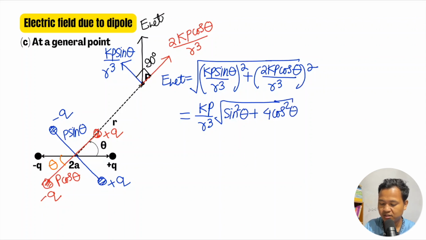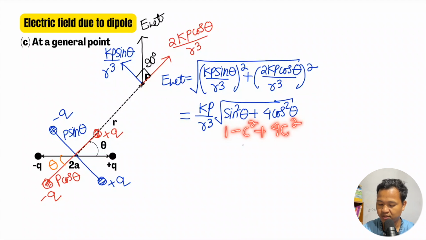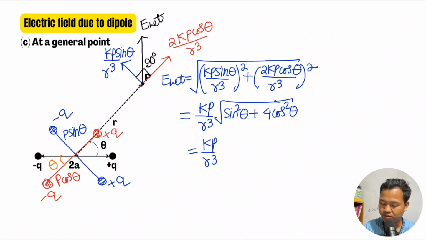Okay, let's solve it. Sin square plus cos square is 1, so therefore sin square will be 1 minus cos square. Putting that in, we get 1 minus cos square plus 4 cos square. Okay, this will be 1 plus 3 cos square. So the final answer is kp divided by r cube into root over 1 plus 3 cos square theta.